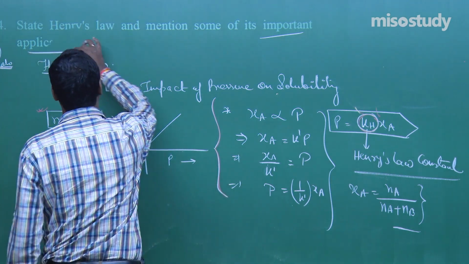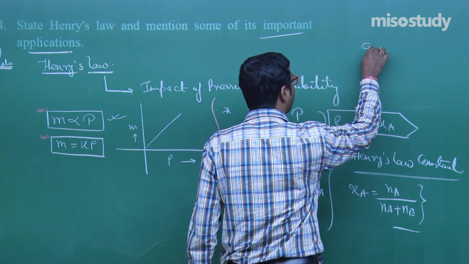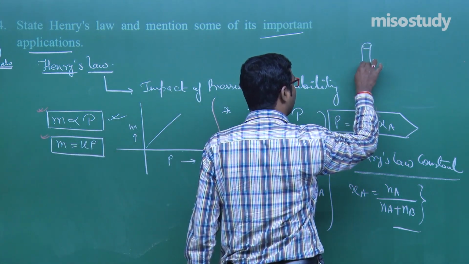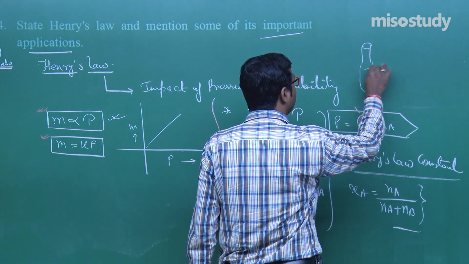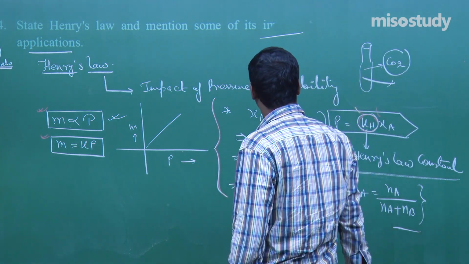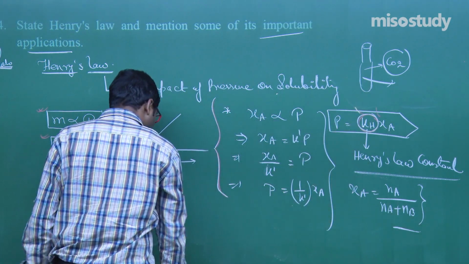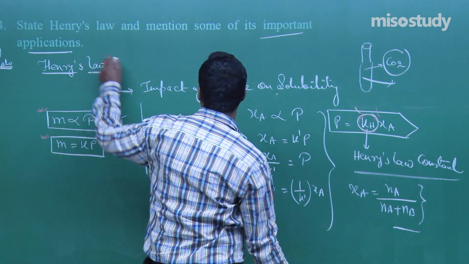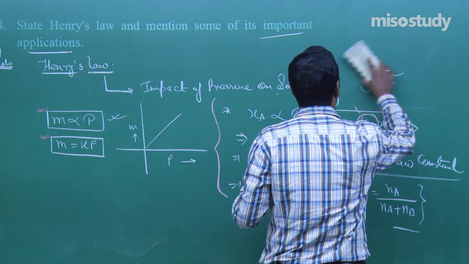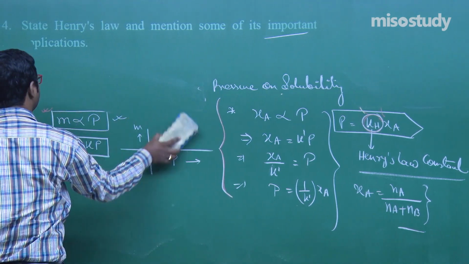What are the applications? We know soft drink bottles are packed under high pressure so that the solubility of CO2 increases in the water in the soft drink. Clear? In scuba diving, in deep sea diving, we use the application of Henry's law. These are the cases related to Henry's law.